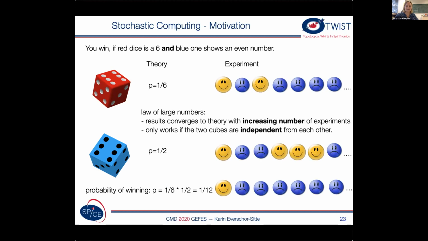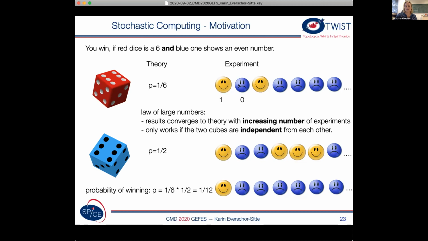And what is behind this is that after a while, this will converge to the theoretical probability by the law of large numbers. So with the increasing number of experiments, we will get on average 1 out of 6 happy faces here, the same as here, 1 out of 2 on average is a happy face. And the other thing is what we did was this multiplication. So this only works if the two cubes are independent from each other. Let's say I glue them together, then for instance, you might never win.